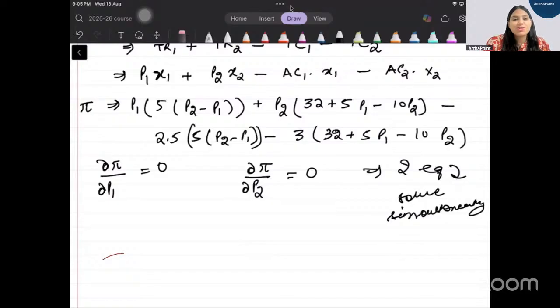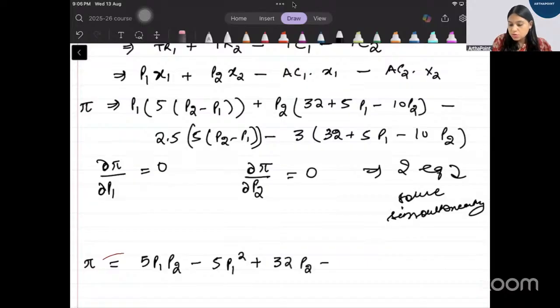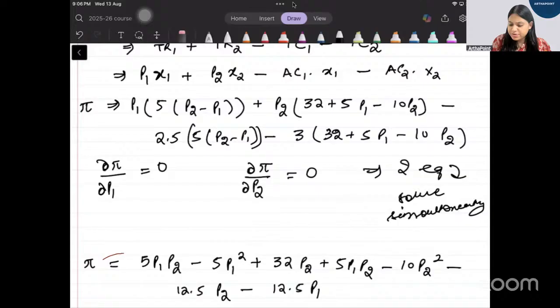Hey, this should not take so much time. Find the profit function, beta. 5 p1 p2 minus 5 p1 square plus 32 p2 plus 5 p1 p2 minus 10 p2 square minus 12.5 p2 minus 12.5 p1 minus 3 2s are 6, 96 minus 15 p1 plus 30 p2.